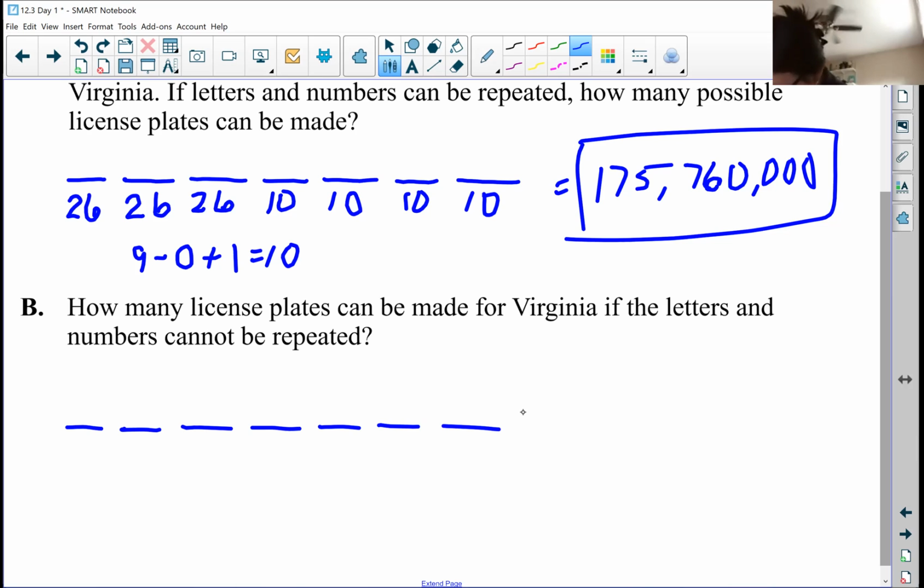So how many choices for that first letter? 26. Yep, still have 26. And what about for the second letter? 25. Yeah, excellent. All sorts of people jumping on the chat and unmuting. I love it. And for the third letter? 24. Yep, exactly.